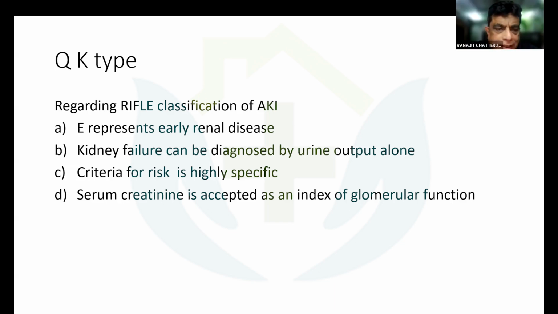See, the answer will be, not all is true. E represents the last stage, the end stage renal disease. So it's false. E does not represent early renal disease. Kidney failure can be diagnosed by urine output alone, obviously. It can be diagnosed because urine output is a criterion. Criteria for risk is highly specific? In the upper segment it is highly sensitive, and the lower segment is highly specific. We'll come to that. And serum creatinine is accepted as an index of glomerular function. Yes, that's true.